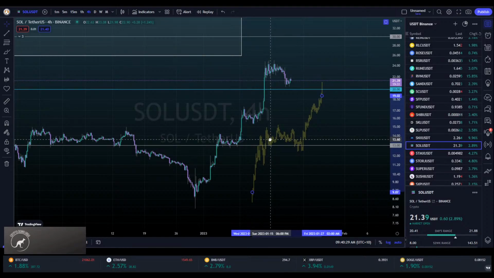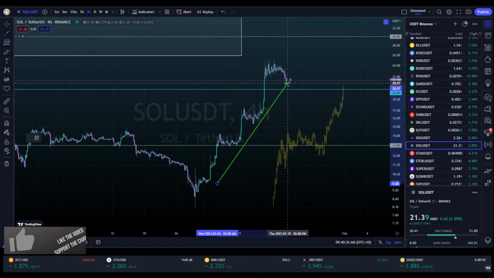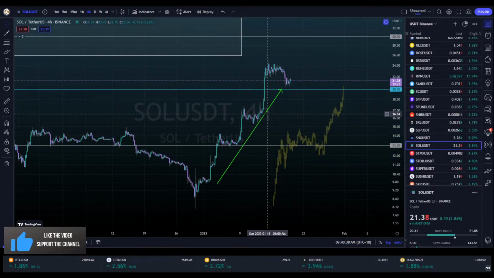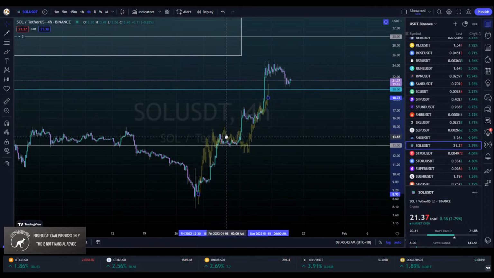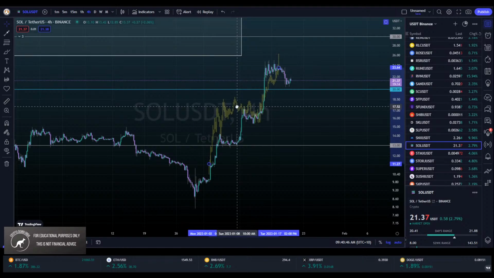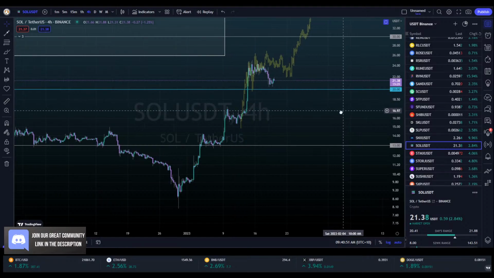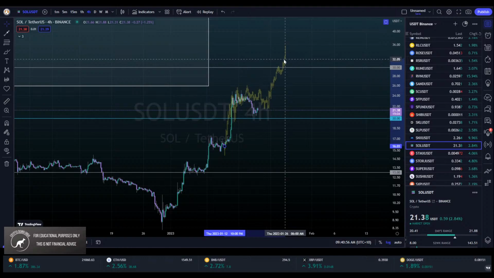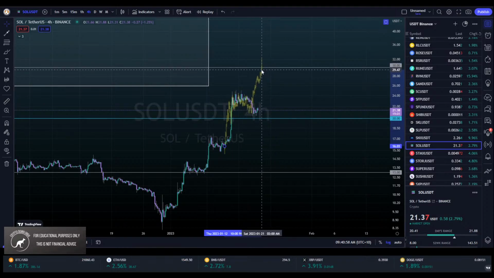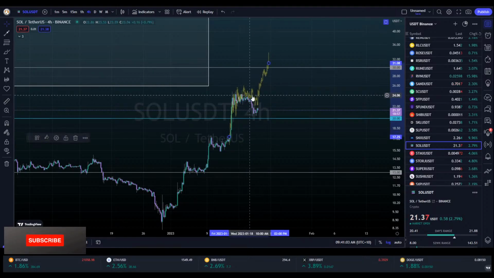Now remember, a cup and handle is a continuation pattern. So are you suggesting that we are continuing up? Lay the cup. I don't really see a cup. Do you mean like this? Inverted? Is this what you're saying? Something like that? Yeah, okay. And yes, quite possibly, Kev. That is quite possible.